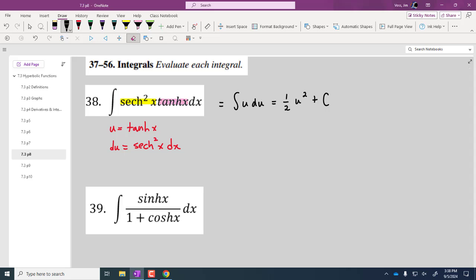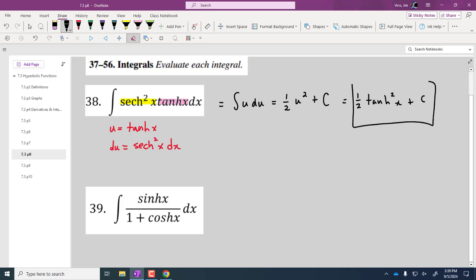And then we just back substitute. So we'll have 1/2 tanh squared of x plus c. So that'll be our antiderivative, family of antiderivatives. So we will only have indefinite integrals with hyperbolic functions? There will be, yeah, for the most, yeah, on the test for sure.